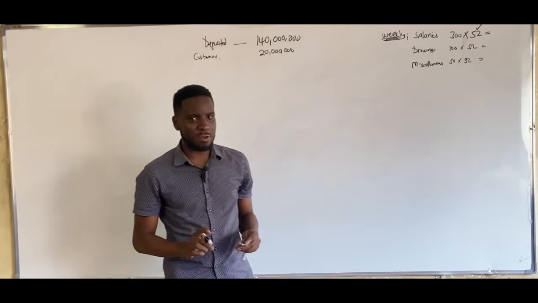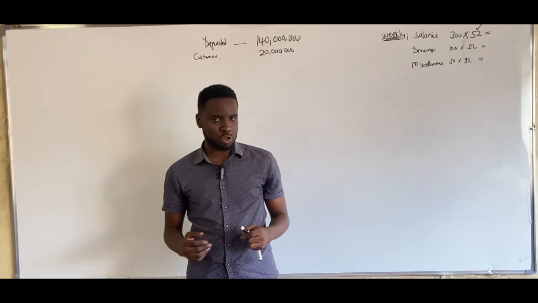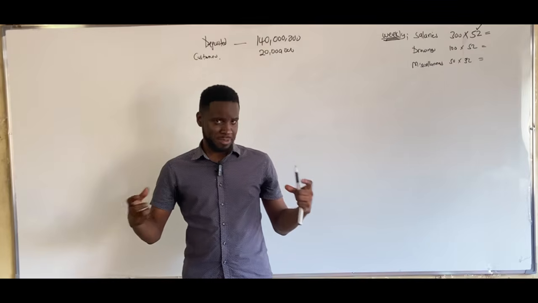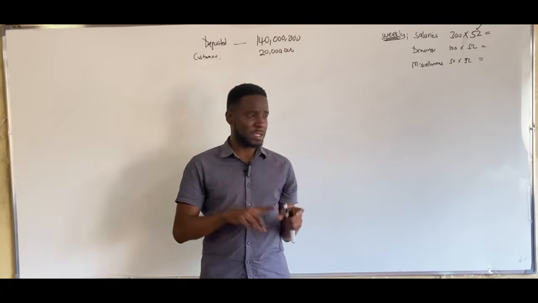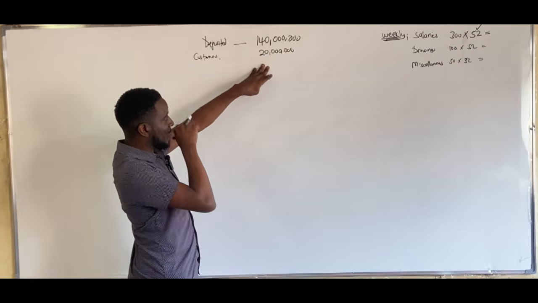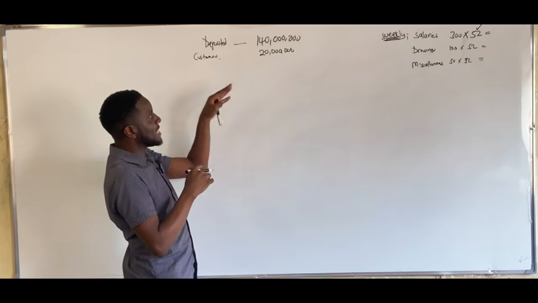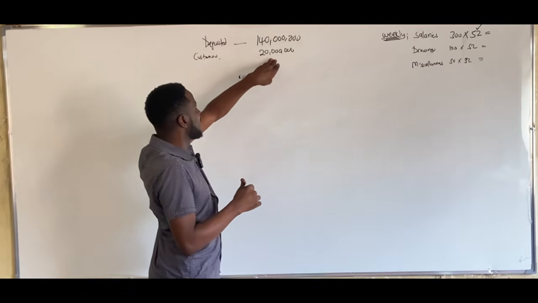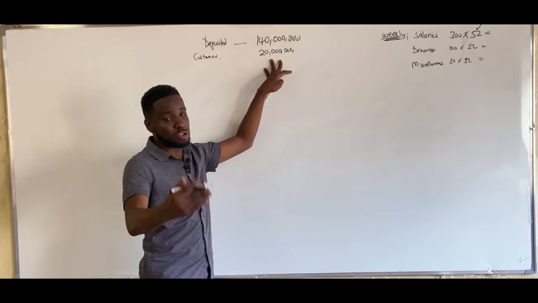This question is so technical. Like I told you, single entry is a very technical topic. It might need you to be technical as you go through the question. Here they are telling us that they deposited 140, but out of this 140, there is a 20 million which is coming from the credit customers.